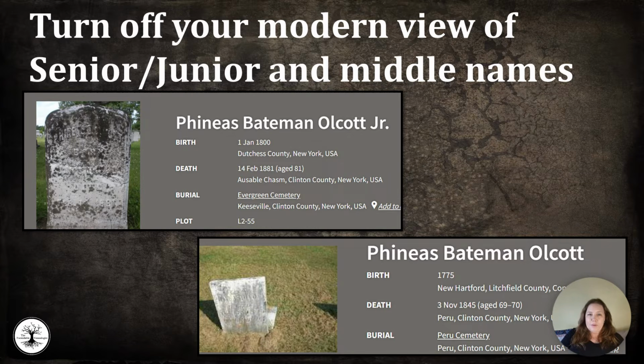So in this example here, there are no records that show that Phineas Bateman Olcott used Junior with his name ever. He only used Phineas B, and one record did confirm his middle name was Bateman. And there are actually zero records showing that his father used any middle initial or had a middle name of any type, or even used Senior at all. So only use names that have sources to back them up that are not Find a Grave or other trees.